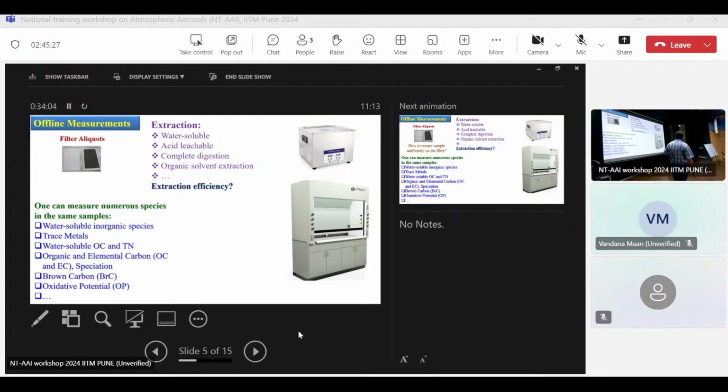Then, if you are doing some organic compound, then you will use organic solvent. Other places I was saying water, I was naming the acid. Organic solvent I am not naming because different solvents extract different types of compounds. So again, it depends what type of organic compounds are of your interest. Accordingly you will decide the solvent, extract and analyze.